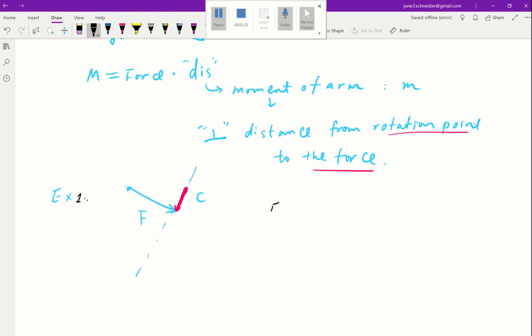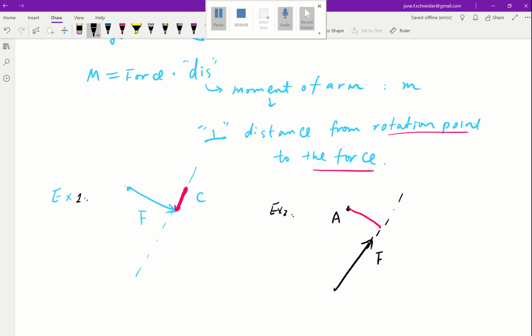This is example 1, this is example 2. Here is a force F in that direction, and if this force is rotating about A, what will be the moment arm? That will be from the rotational point to the force, and it has to be perpendicular. So if I were to draw the perpendicular, it would have to be this, right? Feel free to extend the force along its line of action. So the red part is going to be our moment arm.